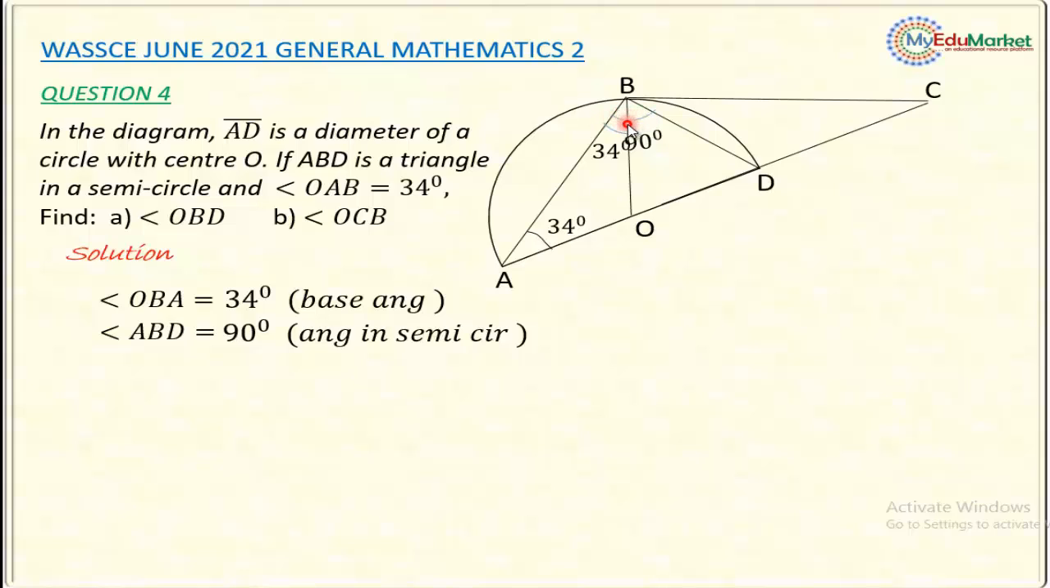I can now get angle OBD, the question asked in question A. I have the whole of this as 90 and I have this part as 34, so I can simply get this by subtracting 34 from 90. It will give me angle OBD. So 90 minus 34 correctly gives the answer 56. So question A has been answered.